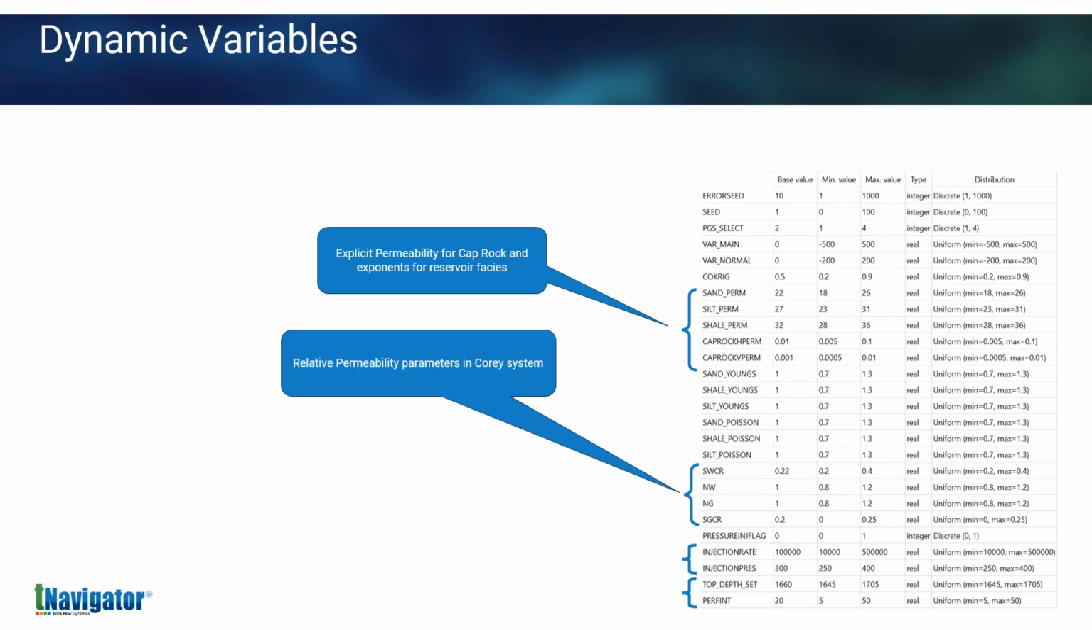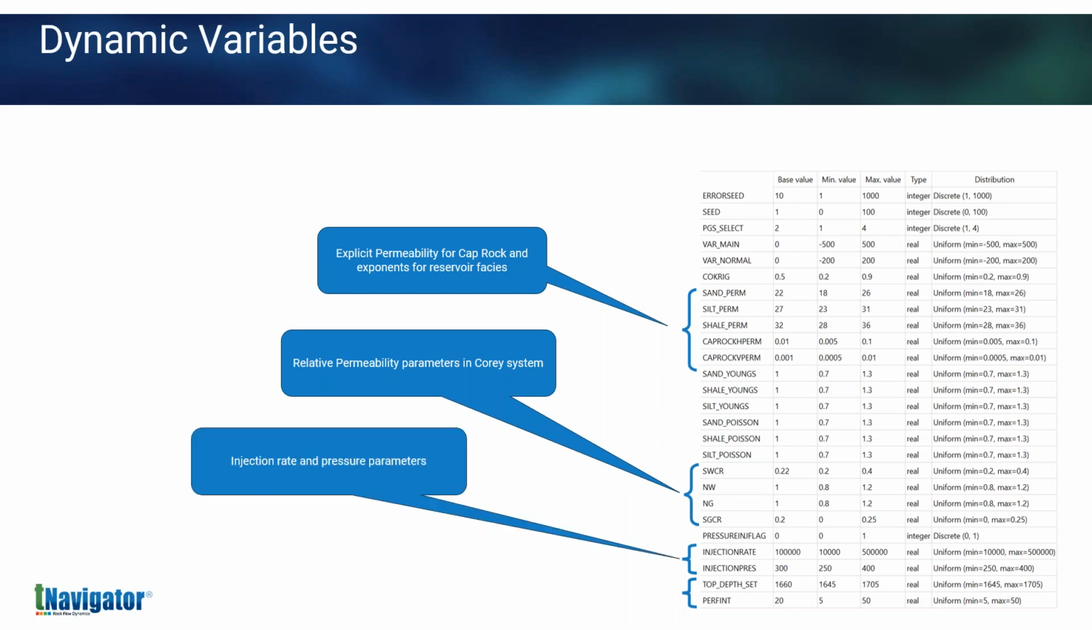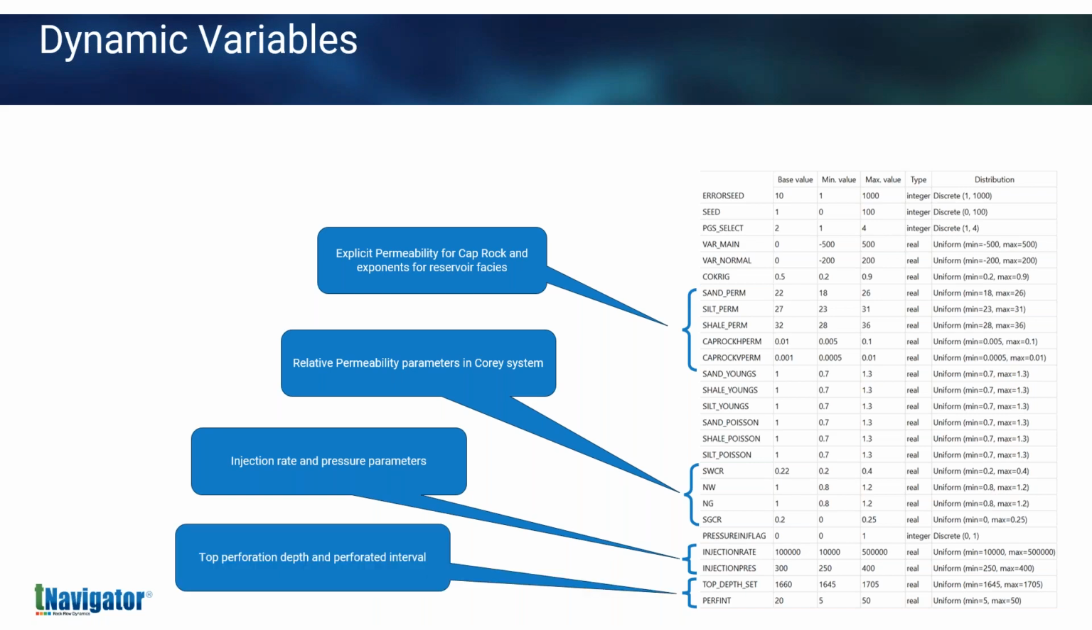The next set of variables would be relative permeability parameters in the Corey system, so the critical water saturation, the critical gas saturation, and the exponents for water and gas systems. And at the bottom, we have injection rate and pressure parameters, as well as the top perforation depth and the perforated interval. So for each case generated, we're actually also changing the injection scheme.